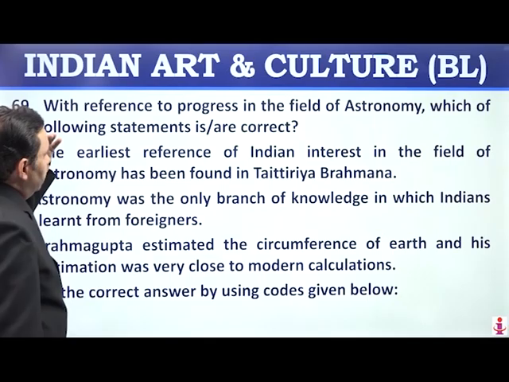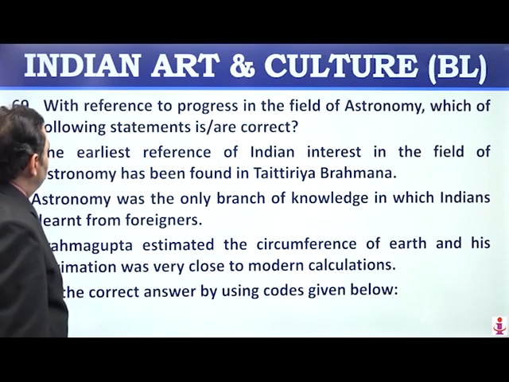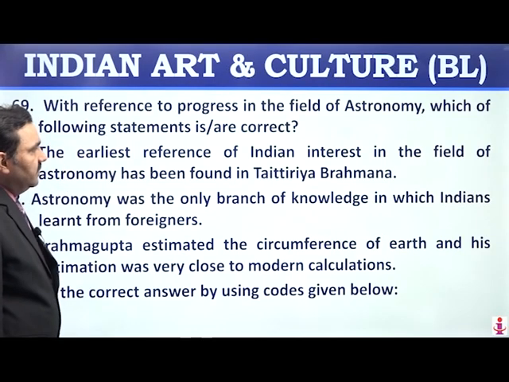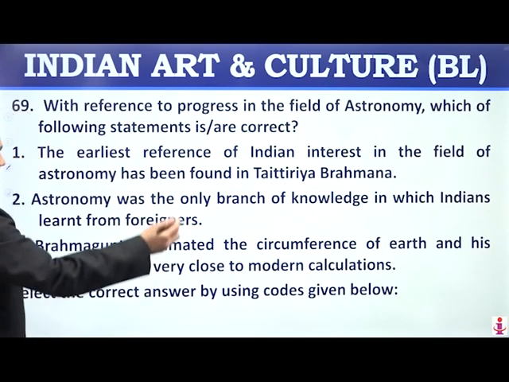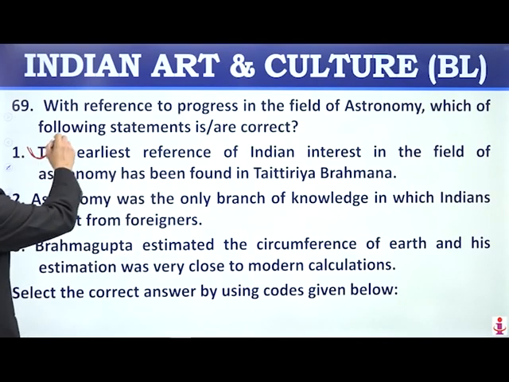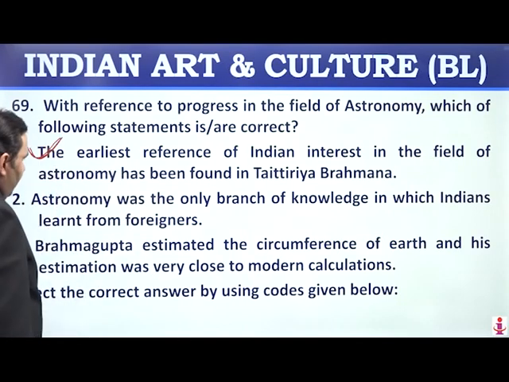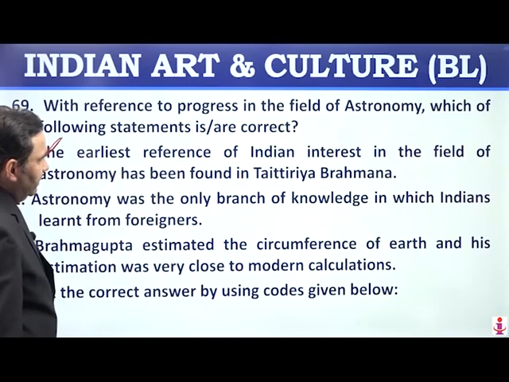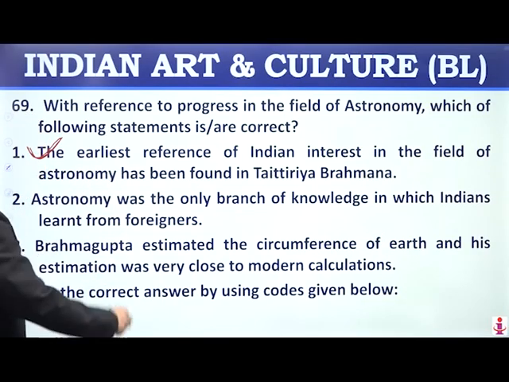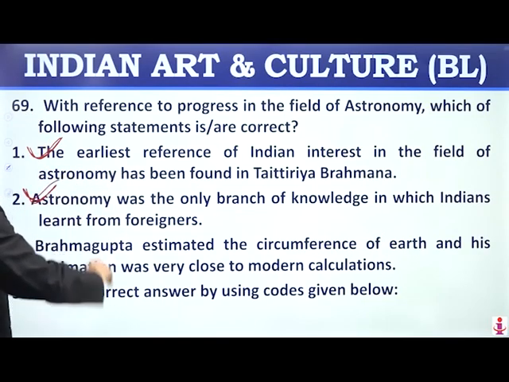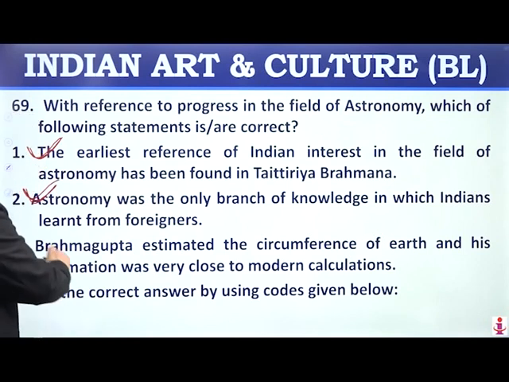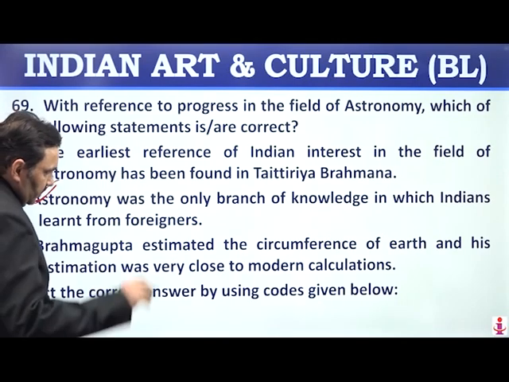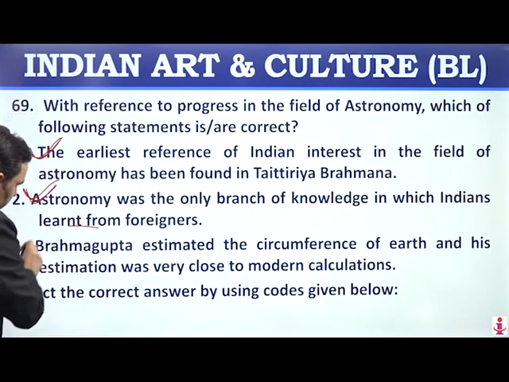69. With reference to progress in the field of astronomy, which of the following statements are correct? The earliest reference of Indian interest in the field of astronomy has been found in Taittiriya Brahmana. Correct. Astronomy was the only branch of learning in which Indians learned from foreigners. Correct. Brahmagupta estimated circumference of Earth, and his estimation was close to modern calculation. It's not Brahmagupta.